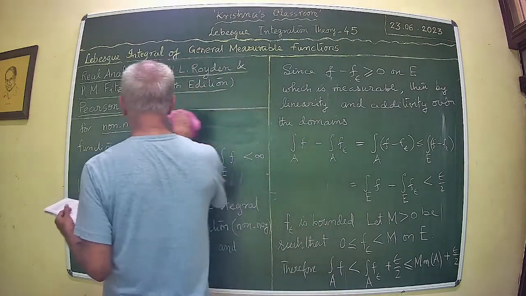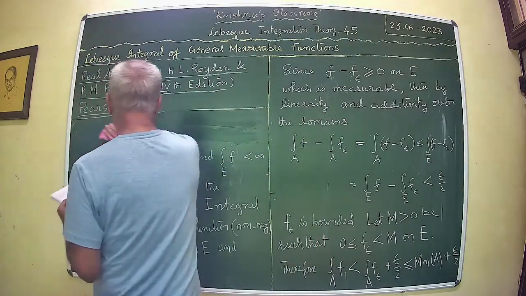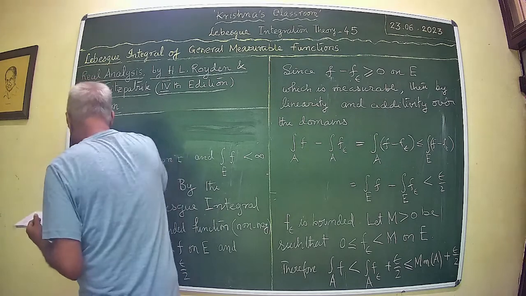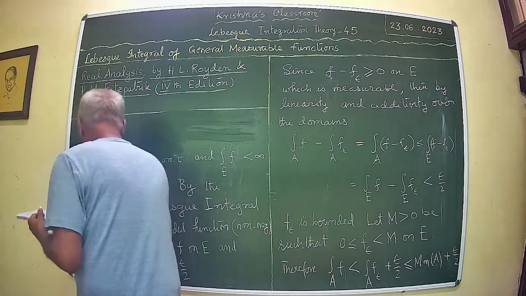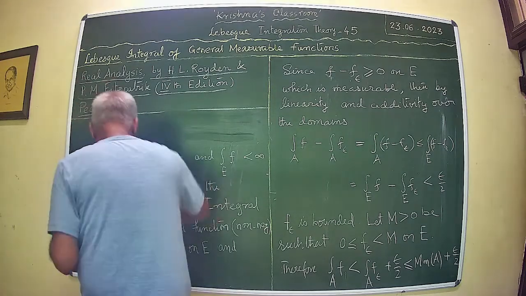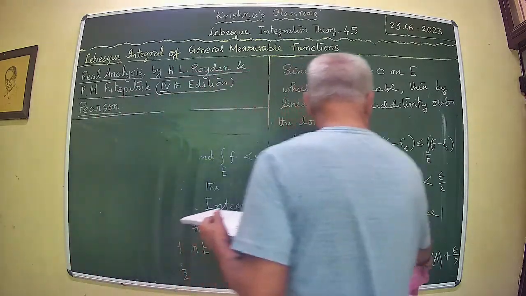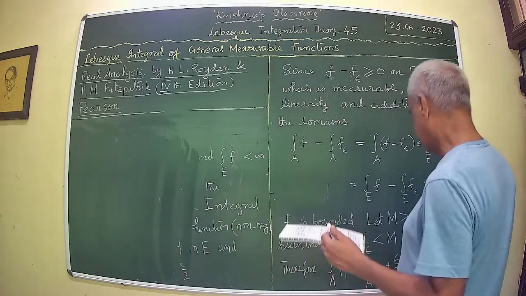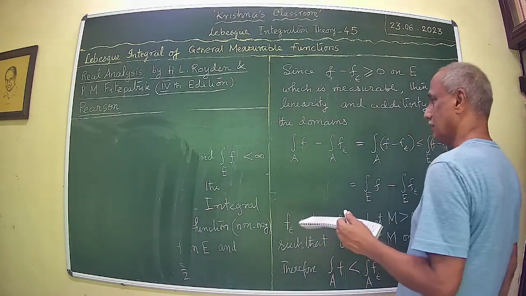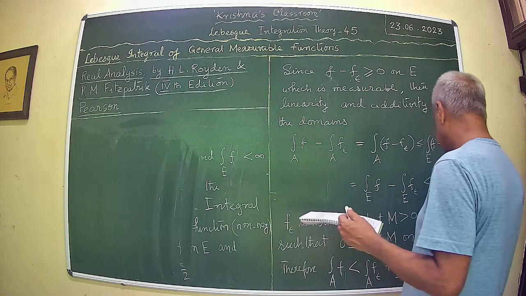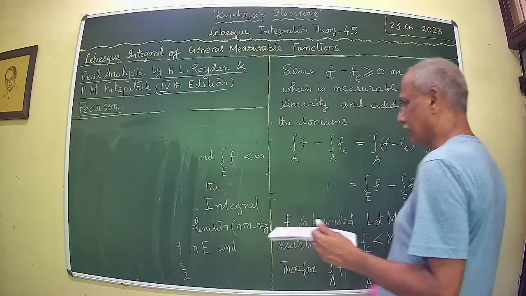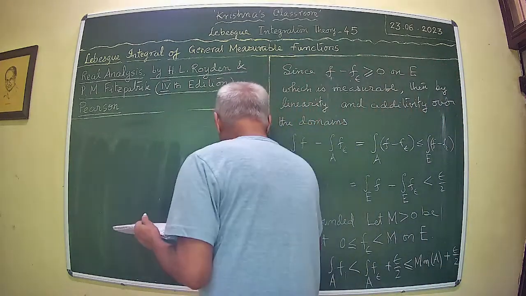Now what do you do? We make the choice of, okay, we try to make this. So see, we are going to choose A. We have to choose A such that the measure of A can be set at our hand. So we shall do that.